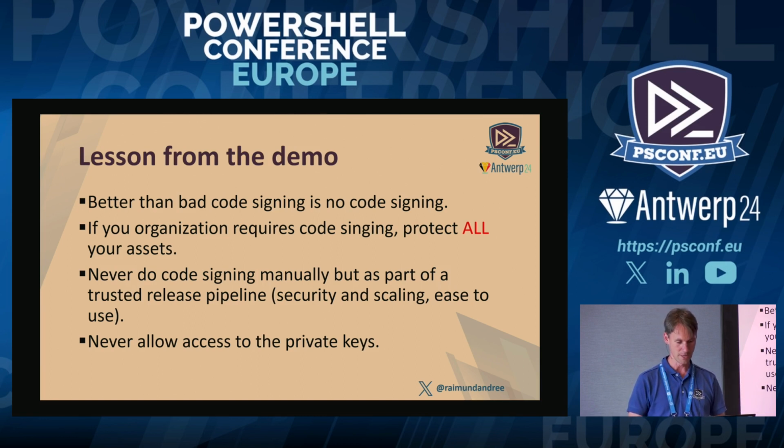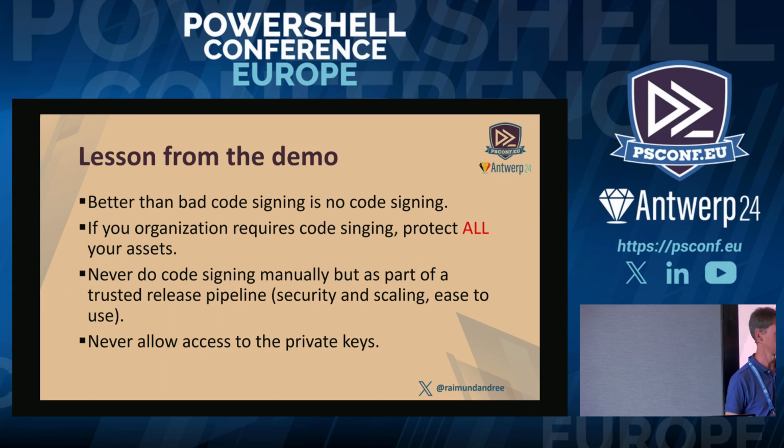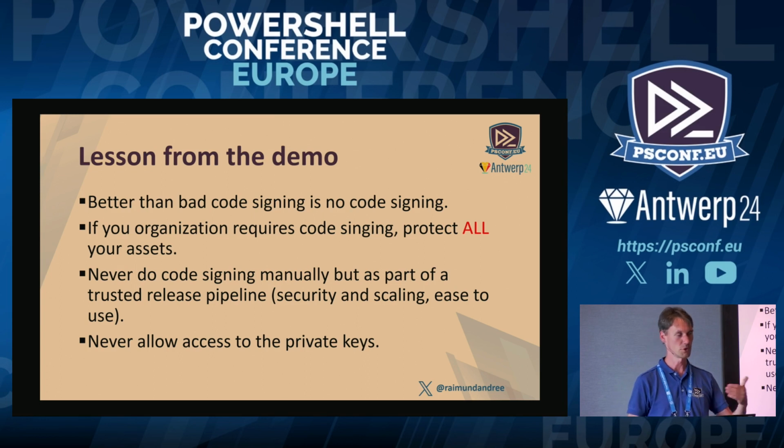Never do code signing manually as part of a trusted release pipeline, for multiple reasons. First, for security, of course, because in this manual way, the private key is exposed. Scaling, it simply doesn't scale, right? Because if you want to fix a bug and then you need to search for the person that has access to the certificate, then it delays the whole process of releasing something, right?